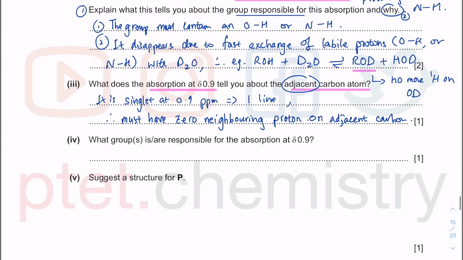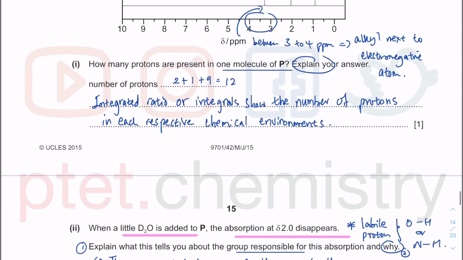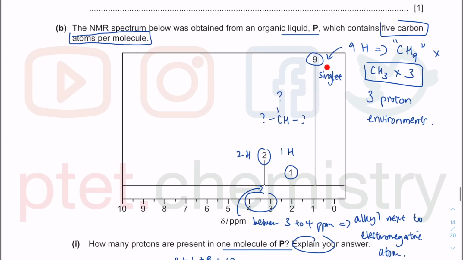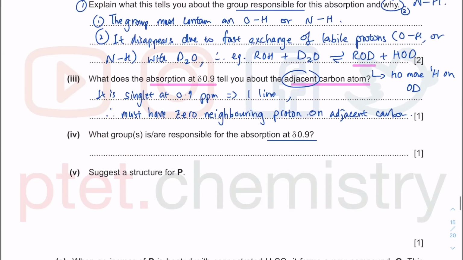Okay, so the next one, what group is or are responsible for the absorption at 0.9? Earlier I talked about that it's impossible to have 9 protons on one carbon. This is most likely 3 times the CH3 group. It's sort of like a tertiary group there. So this group here is equivalent to this and this by rotational symmetry, because you rotate about the single bond here. So you're going to have CH3 and then 3 of them. So I underline that. So it's just alkyl group next to alkyl group, or you can mention the CH3 3 times like that.